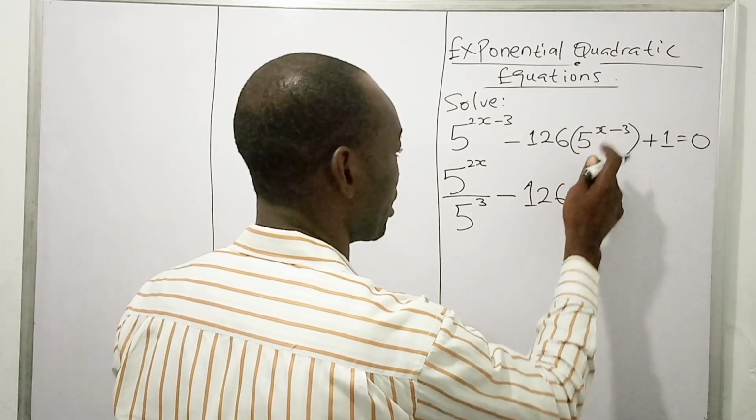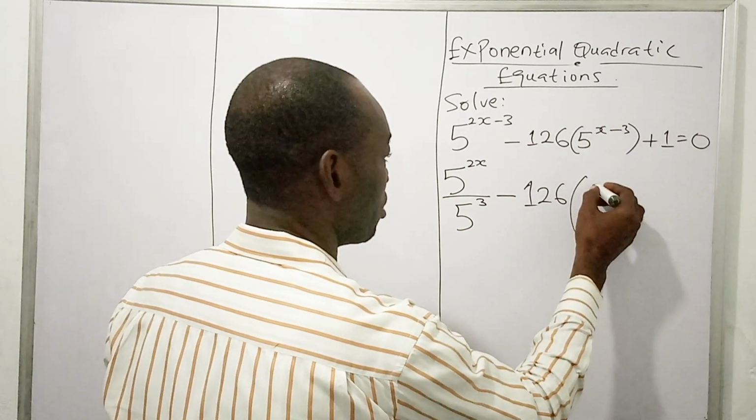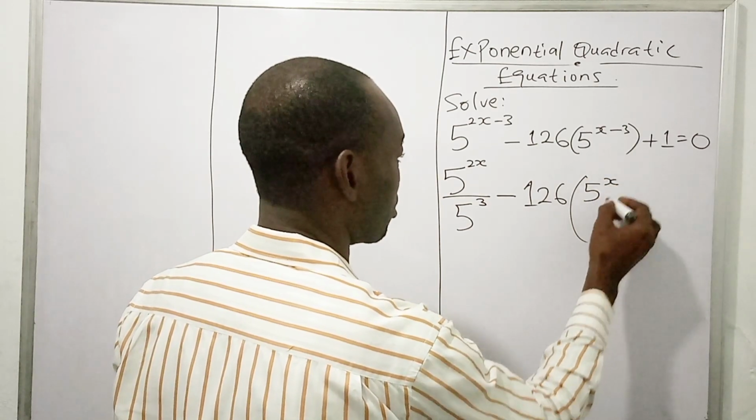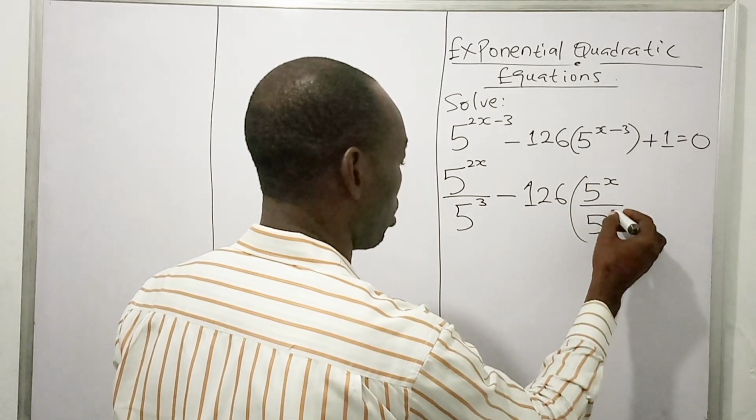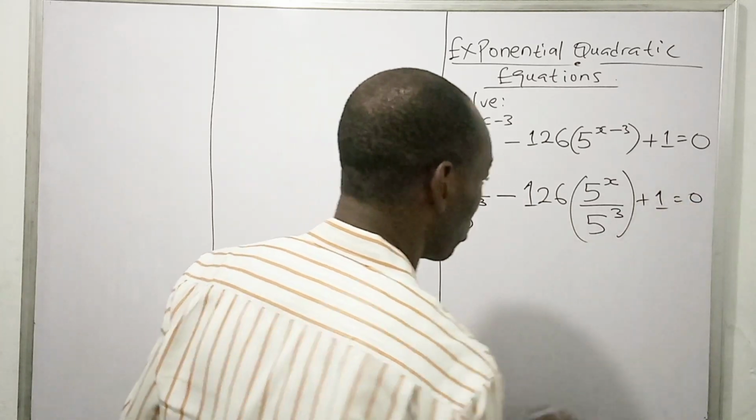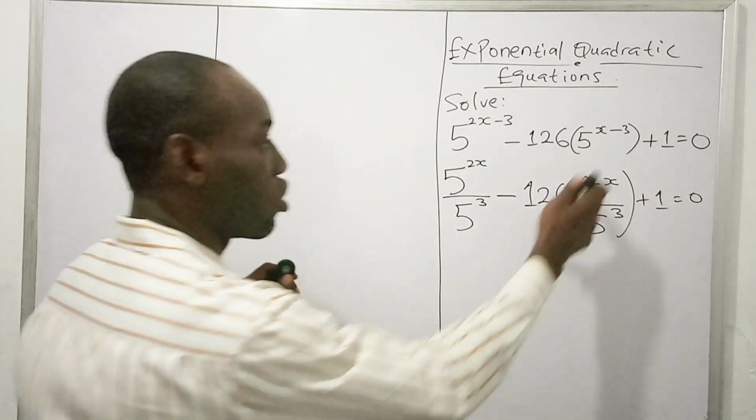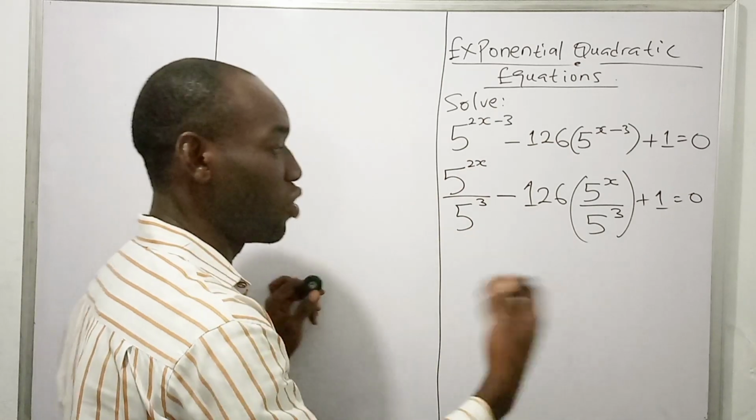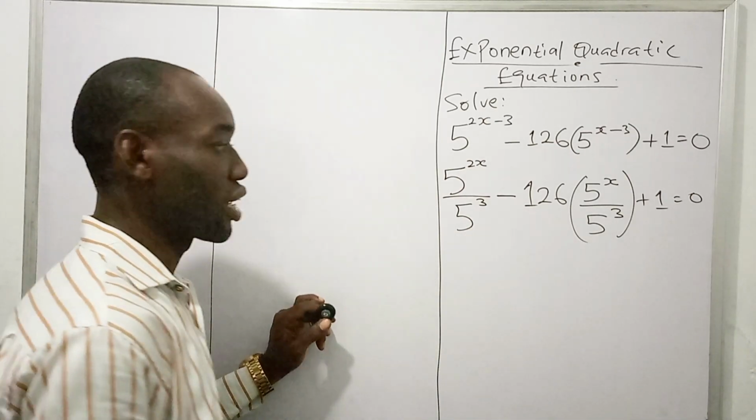So coming down to the next one, we're going to have minus 126. Here we're going to have the same thing again, applying indices law. This should be 5 raised to the power x, all over 5 raised to the power 3. Then plus 1 equals 0. We got this from one of the laws of indices, like I've said.